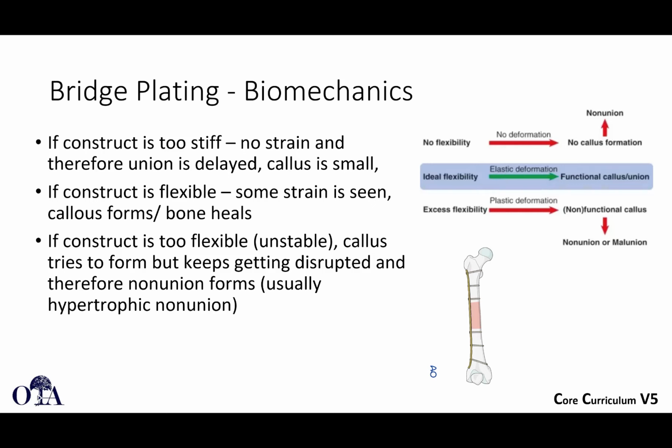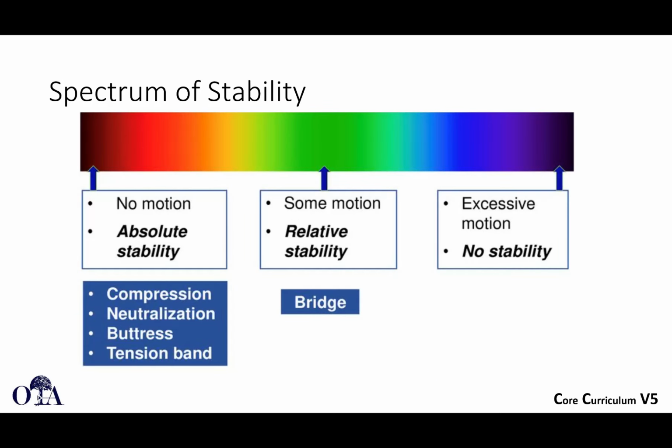So if your bridge plating construct is too stiff, then you may have very little callus because there's really no strain. Union can be delayed. If it's flexible and you see some strain, you'll get bone healing, and that's what you want. And if the construct is too flexible and unstable, then you have too much motion, and you can get a non-union or a hypertrophic non-union, for example, due to too much instability. So this is the balance you have to figure out, and that can be challenging, how to apply strain theory to practice.